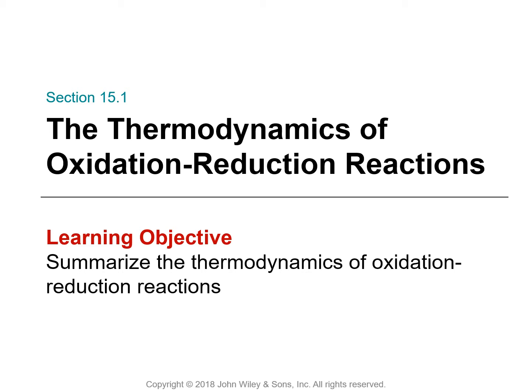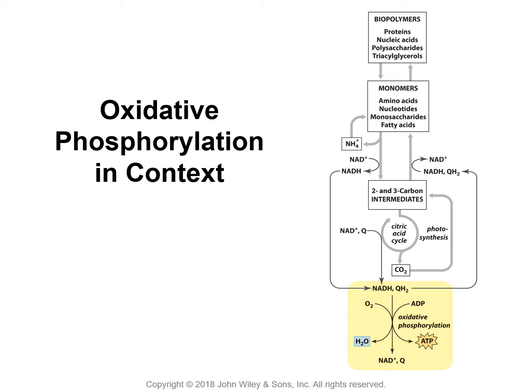Oxidative phosphorylation represents the final phase of catabolism of metabolic fuels and the major source of the cell's ATP. So it differs from the conventional biochemical reactions we have focused on in the last two chapters. Now, if we take a look at oxidative phosphorylation in context, this is what you see.